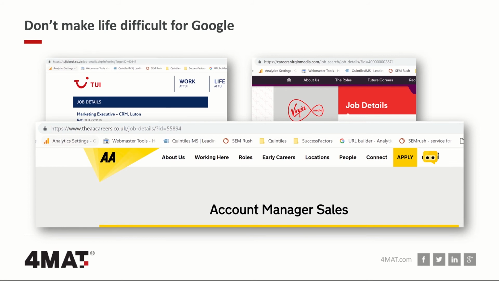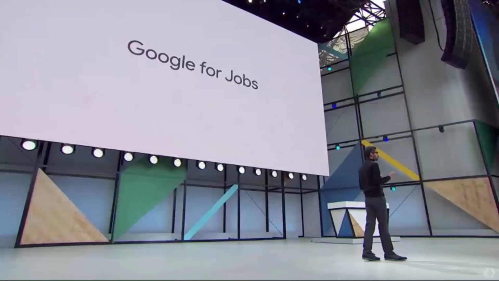So these are some examples where you've got jobs that could appear, from a layman's perspective, to be on the career site, but then have a look at that URL. Instead of being descriptive, like the bottom one there, the AA, Account Manager Sales, the actual job details, the actual URL which Google indexes is ID equals 55894. Now, unless we live in a dystopian environment, we've all got job titles and we've all got names. So again, make it easy for Google to understand and work out what the actual page is about.